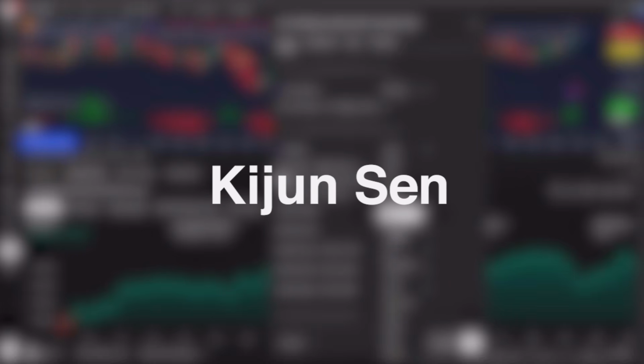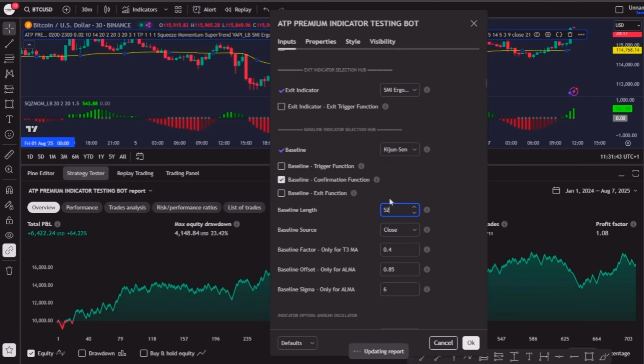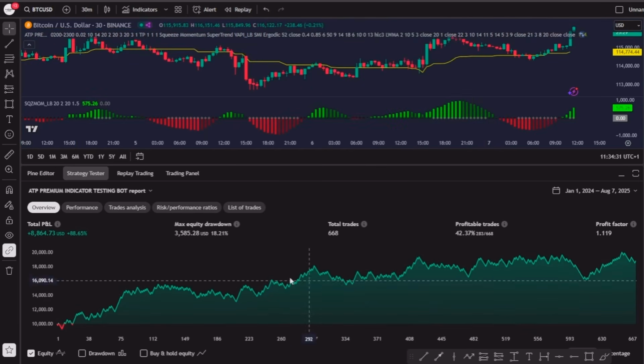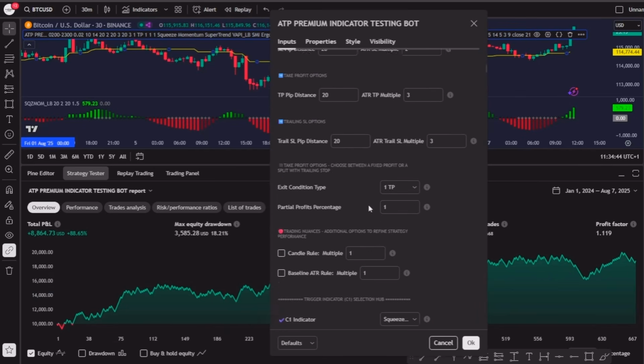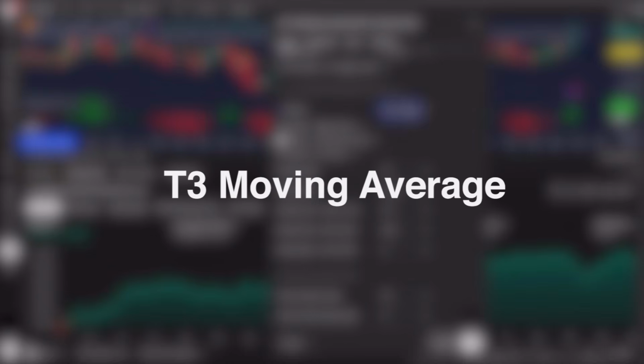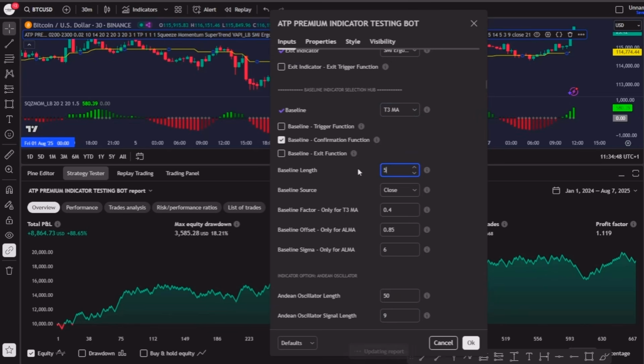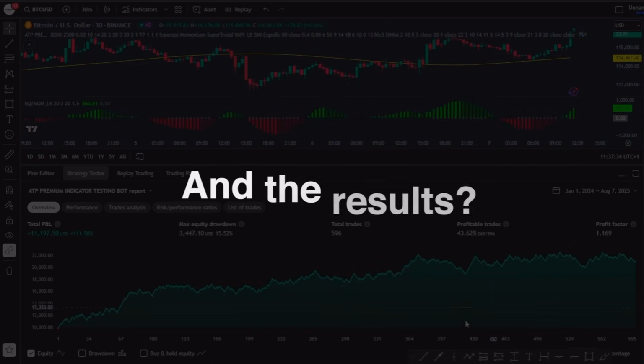Now let's move on to the Kijun Sen, using a period of 52. With this one, the win rate went up to 42.43%, the total profit jumped to 90%, and the equity curve looks much smoother, and it helped avoid a lot of choppy trades. And finally, let's test the T3 moving average, using a length of 50 and a volume factor of 0.4.